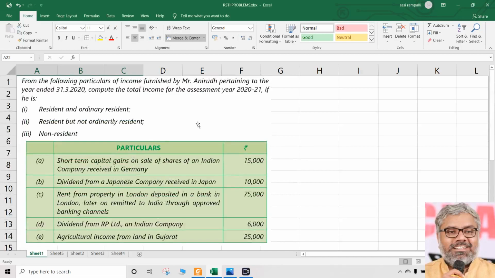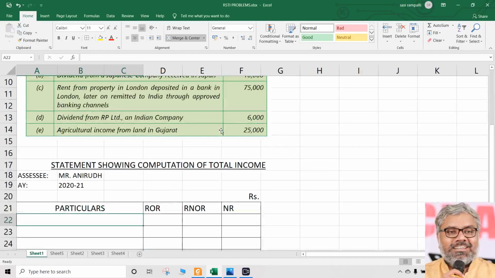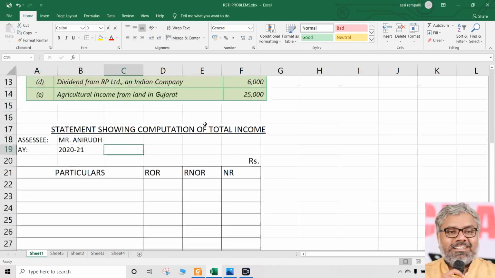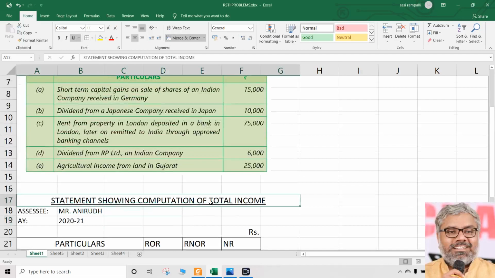That we have to manage in the exam. At least the majority of the questions you should be able to do with this proper presentation, having a heading. It is compulsory, there is no exception. Assessee name, assessment year: if possible you can write it for a couple of questions in the exam. If not, you can put it here only.